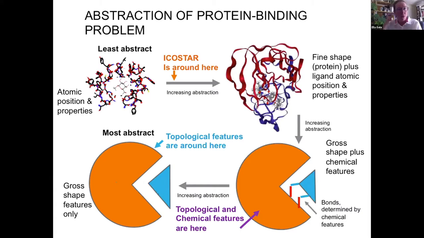So the first way to think about these sorts of problems is to think about it at different levels of abstraction. So the least abstract level is the atomic positions and properties of those atoms at each point in the binding pocket and for the ligand. If we increase the level of abstraction, we get these sort of ribbon diagrams. And now we don't know where each atom is in the binding pocket, but we do know the rough shape and we know where the protein backbone is. Further increasing the abstraction, we get these sort of cartoons where now our binding pocket is this Pac-Man shaped object and our ligand is a triangle. So we know it fits and we might actually pay attention to or include where hydrogen bonds might form or not form. And then the most abstract is literally just comparing the shape of the binding pocket to the shape of the ligand. And this is where the topological features come in.